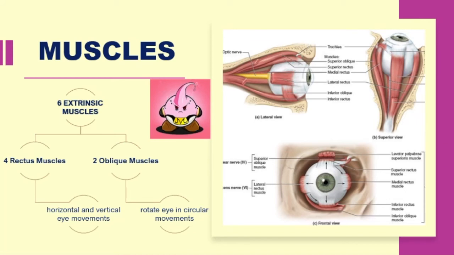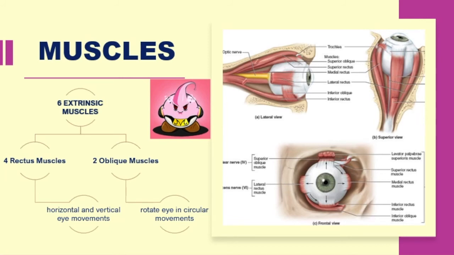Okay, so this one is innervated by your trochlear nerve. Your superior rectus, on the other hand, would allow your eyes to look up. It would rotate your eyes upward and then towards your nose. This one is innervated or regulated by your oculomotor cranial nerve.